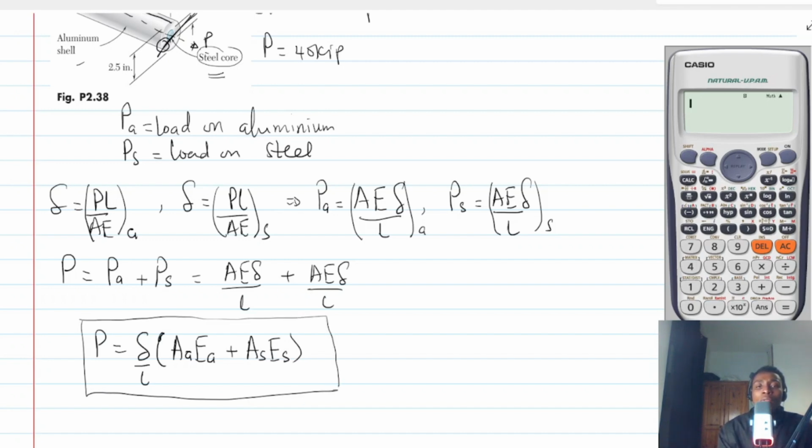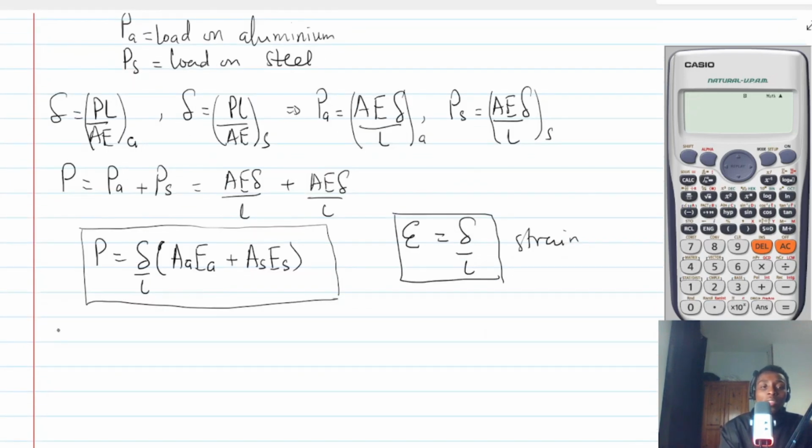Okay, now from here, what do we know? We know that delta over L is the strain. That is the formula for strain, elongation over the actual length. So we can bring it here so that we have AAEA plus ASES.